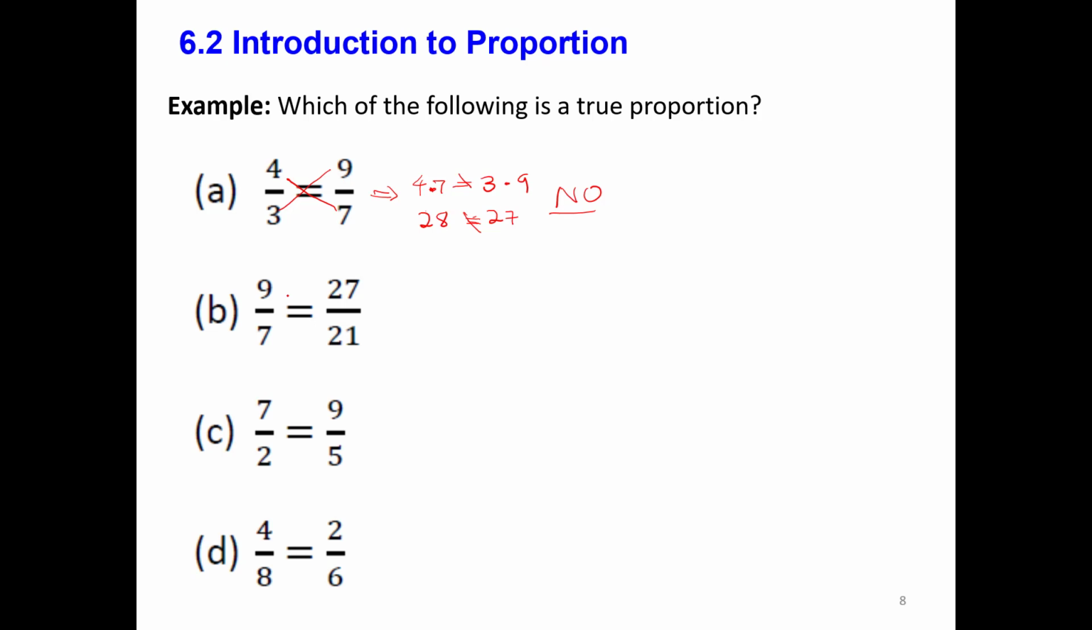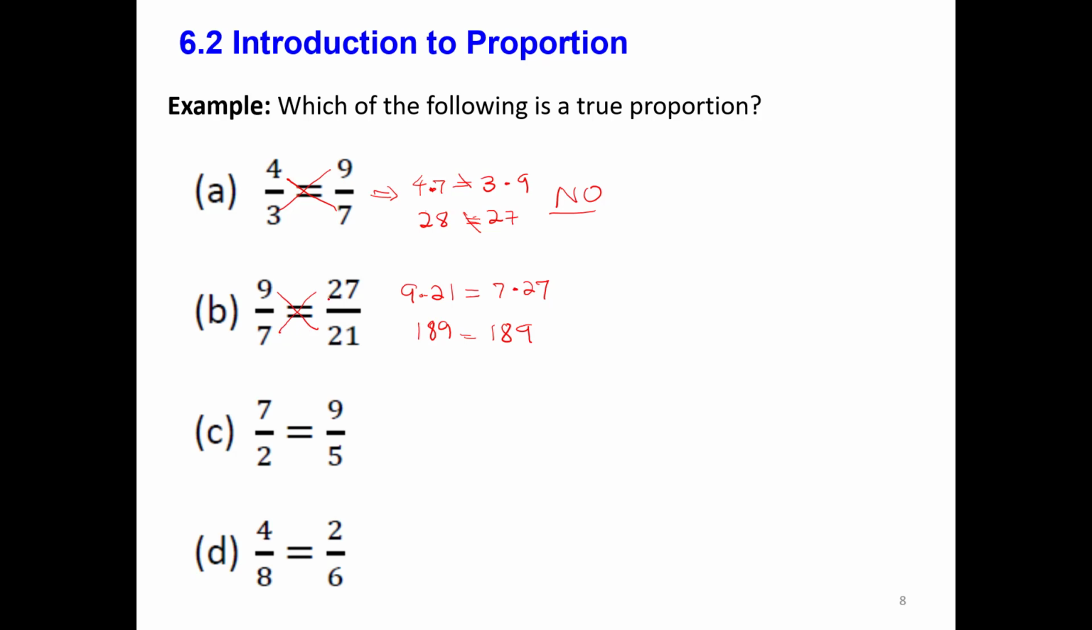The product of the extremes must be equal to the product of the means. And 9 times 21 must be equal to 7 times 27. If we multiply 9 times 21: 9 times 1 will be 9. 9 times 2 is 18. It is 189. And 7 times 27: 7 times 7 is 49. Carry the 4. 7 times 2 is 14, plus 4 is 18.